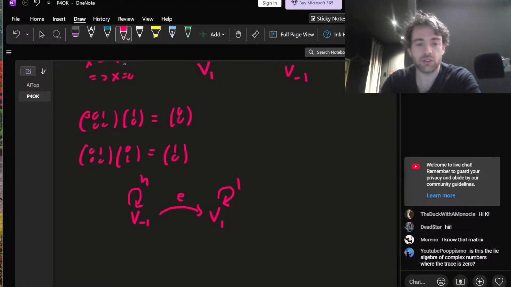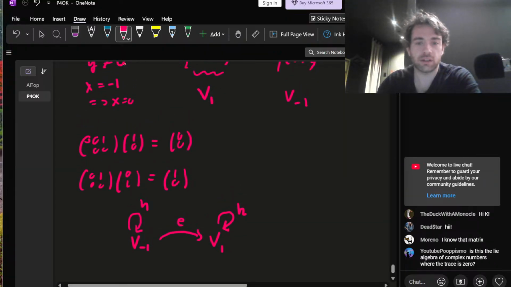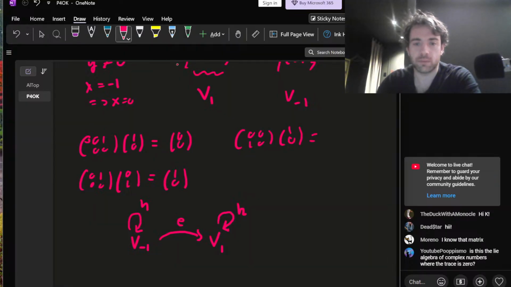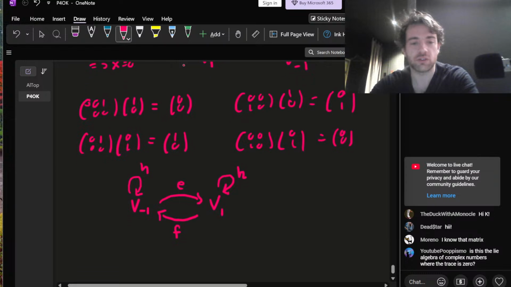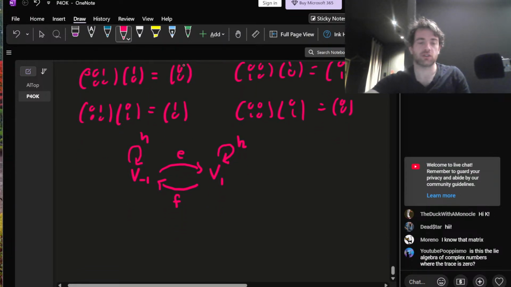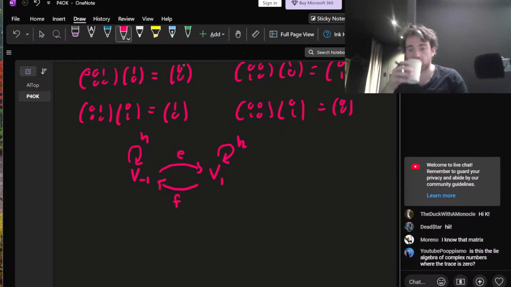H acts on this eigenspace. And then finally, as you might imagine, a very similar but opposite story happens with f. So we get 0, 0. And we get, wait, no, this should be 1, 0. Apologies. This should be 0, 1. And then here we get the zero vector. So likewise, we find that F takes us between these two eigenspaces. And so E and F take us between these two eigenspaces.